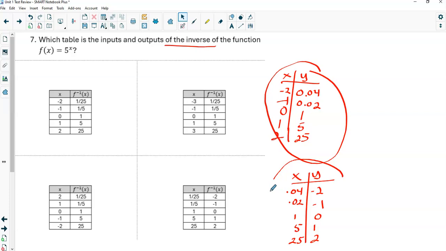So now that I have that, I want to look over here. And I see that 0.04 is not there, so it should be, okay, did it give me 1? It's -2, -1, 0, 1, 2, 4, 1, 0, 5, 1, 25, 2. That's my answer. See how simple that is?